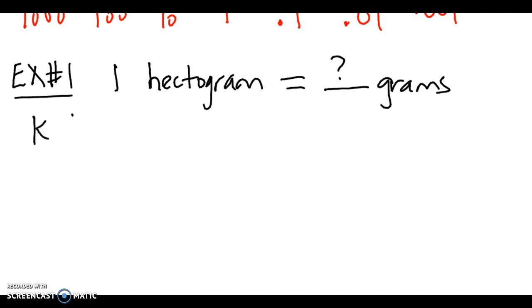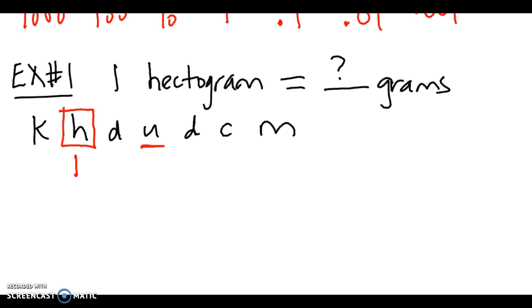So the mnemonic is King Henry died unusually drinking chocolate milk. All right, we are given 1 hecto. We're right here. And we want to convert it to grams. So we want to end up here. We are going to move the decimal 2 spaces. So that means that there are 100 grams in a hecto.